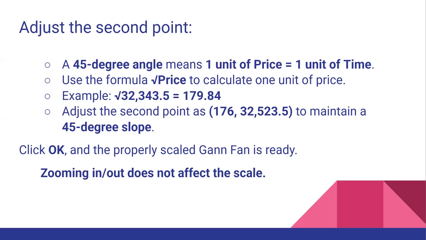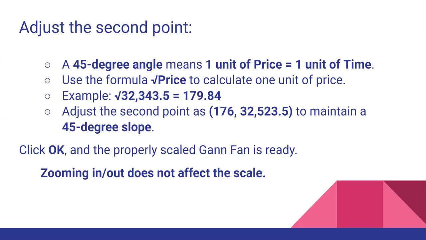I'm showing it on the chart, so don't have confusion. I'll show it to you very clearly in slow motion. You are taking the square root of that 32,343, for example. So if you take the square root, you are getting a value of 179.84. Then you are adjusting this second point, so it may be 176 or anything to maintain it.